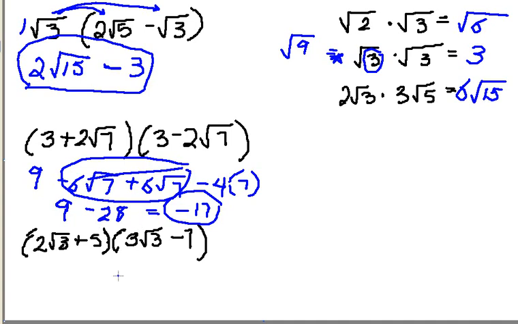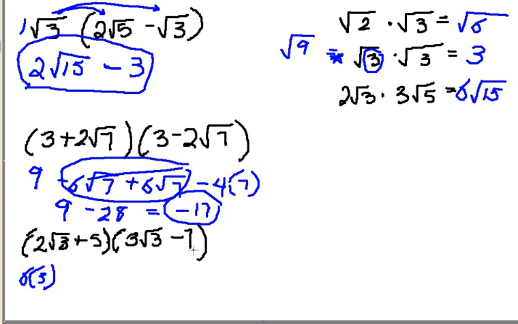In this last example, again, we're going to FOIL, but it's a slightly different format. So I have 2 root 3 times 3 root 3. That's going to be my first terms. So again, I want to multiply the two numbers. 2 times 3 is 6. And then I have square root 3 times square root 3. So my square roots are going to go away, and I'm just going to be left with a 3.